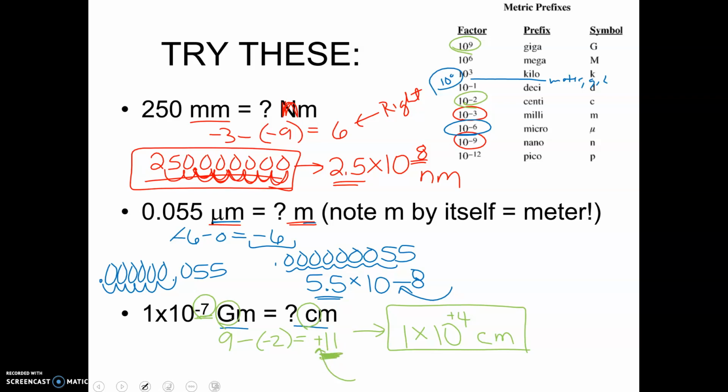If you get a negative answer, like you did in this one, we're going to move our decimal to the left. Or if you had an exponent, you would be adding your negative number to that exponent. And that's it.